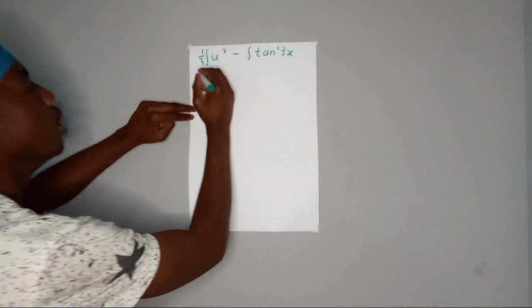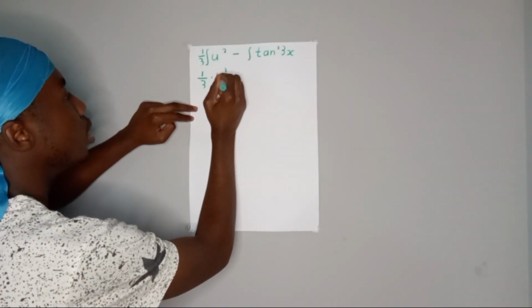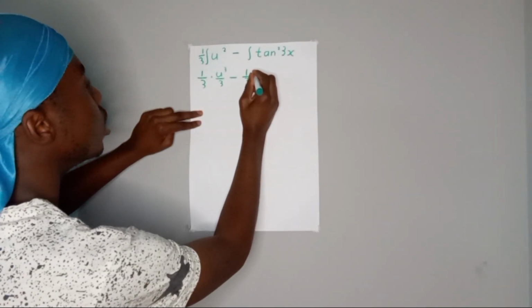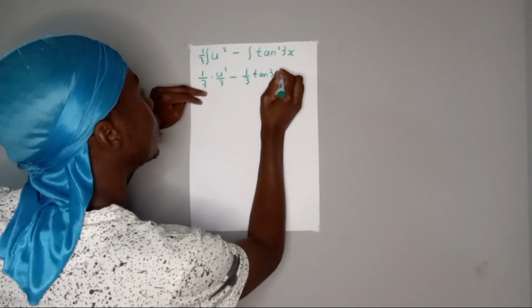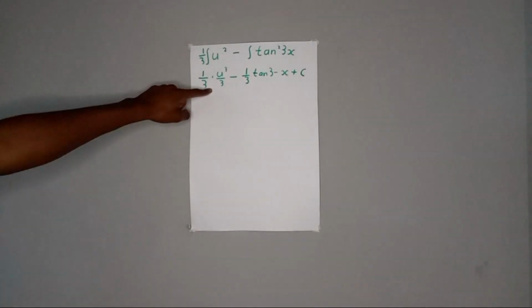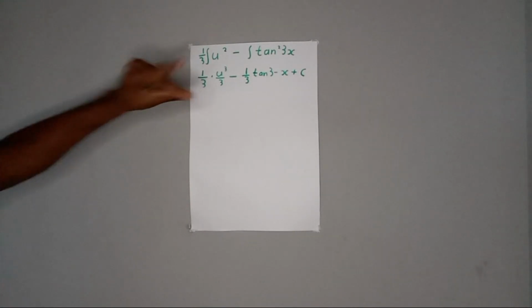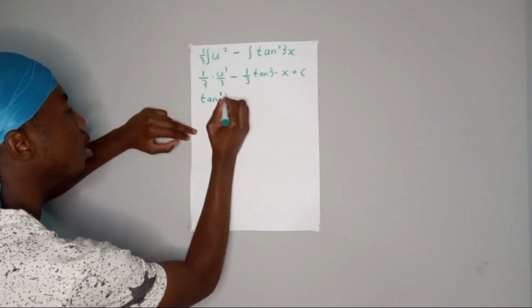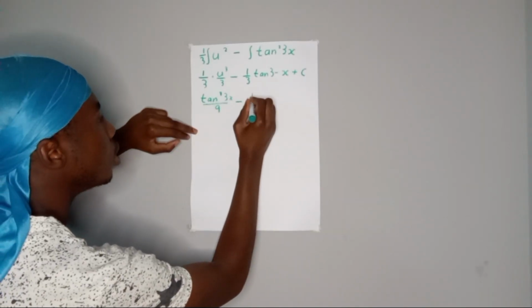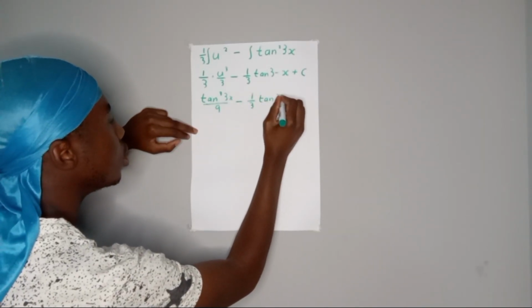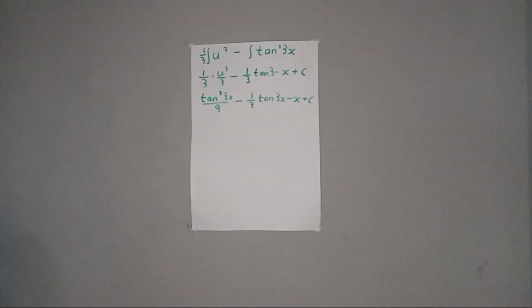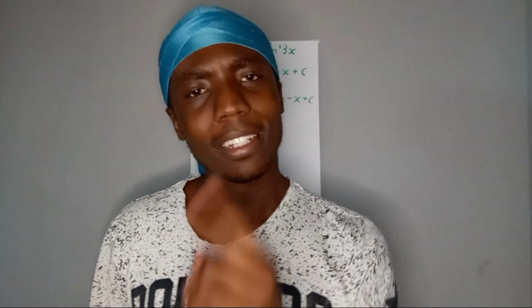Let's integrate now. Okay, we got that. Now we just need to simplify everything and leave it in the final answer, giving us tan cubed 3x over 9 minus a third tan 3x minus x plus c. We got this, guys. That's good.